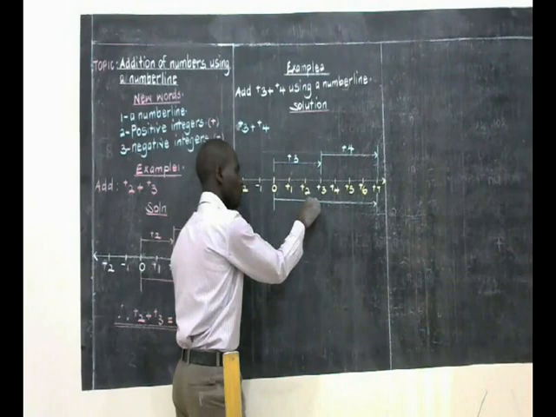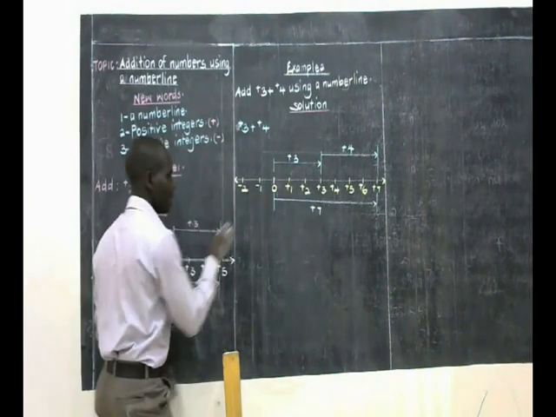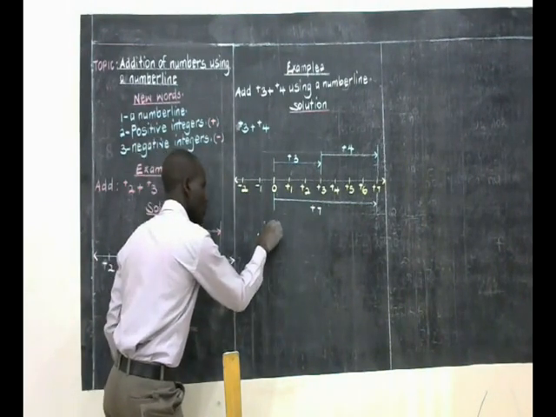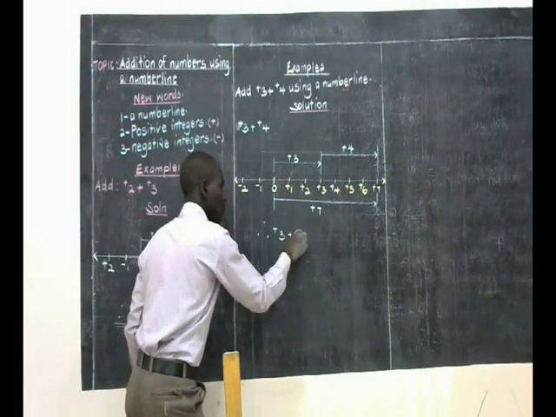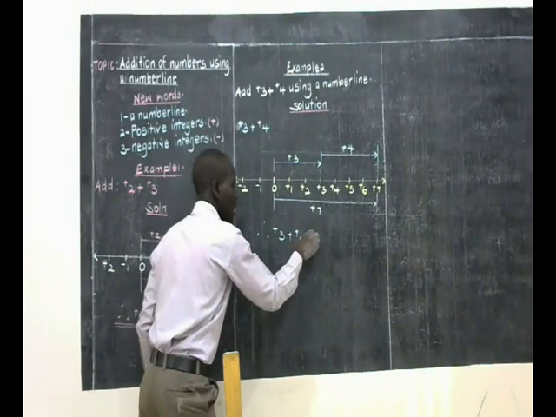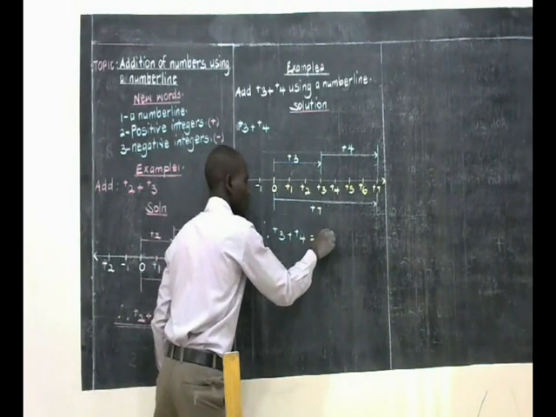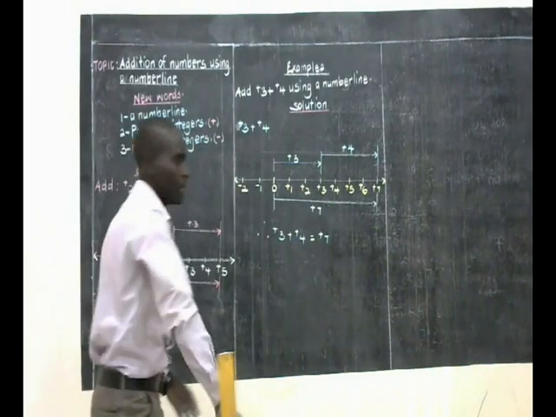So this is positive 7. And we shall say, therefore, positive 3 plus positive 4 gives us the answer as positive 7. And that is our answer in that case.